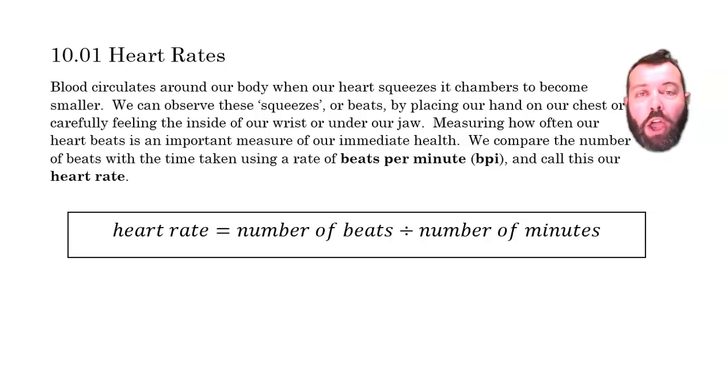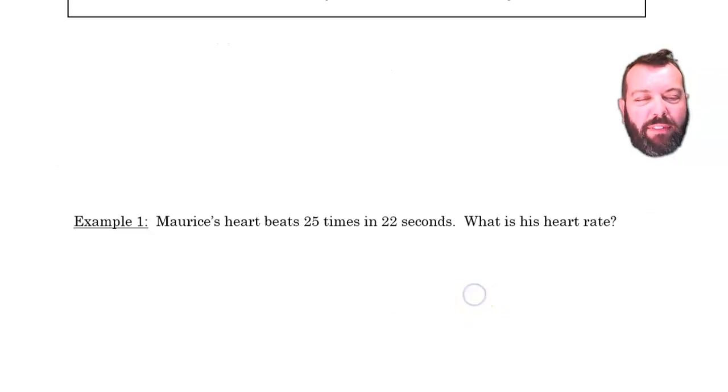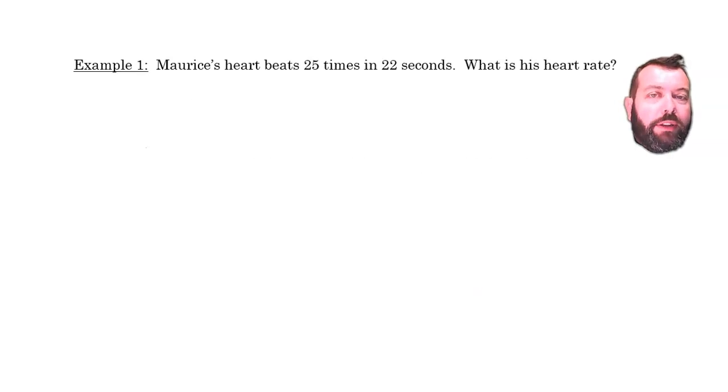One very slight complication here is that we're not likely to have a number of minutes. We're probably going to have a number of seconds. So we're going to need to convert our seconds to minutes by dividing by 60, and I'll show you how that works. Maurice's heart beats 25 times in 22 seconds. What's that heart rate? Well, it's a little bit more than once per second, so I'm expecting a little bit more than 60 times per minute, aren't I?